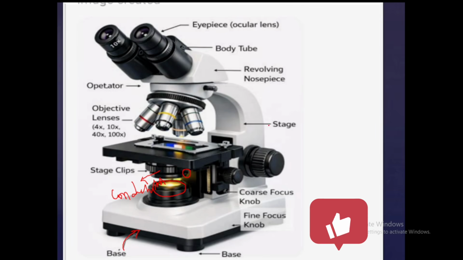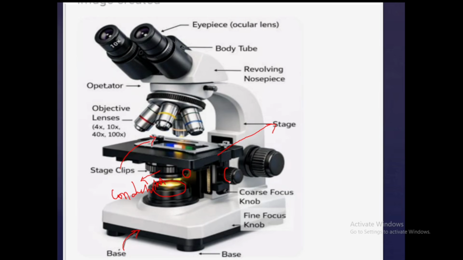This is the part we call the stage. Over the stage we can keep the slide with the specimen. Next, stage clips are also present, on these two sides of the slide. These stage clips are important to hold the slide properly over the stage.